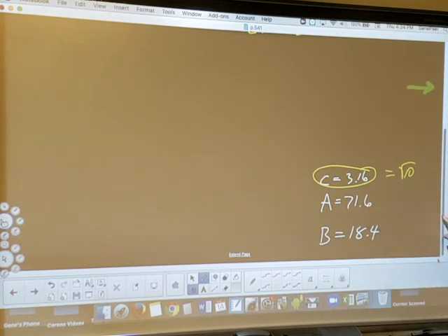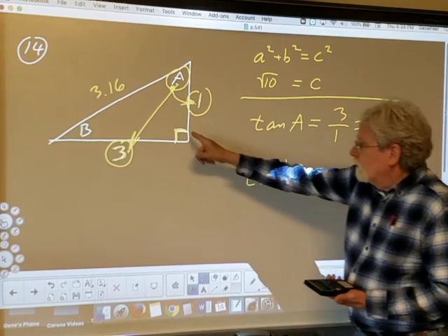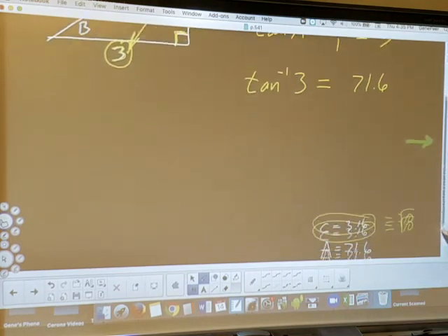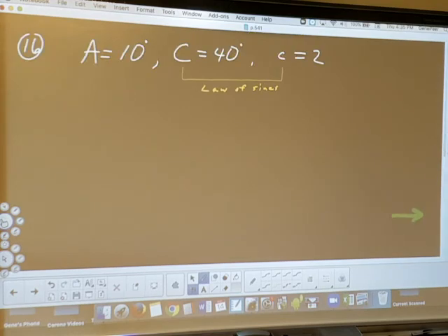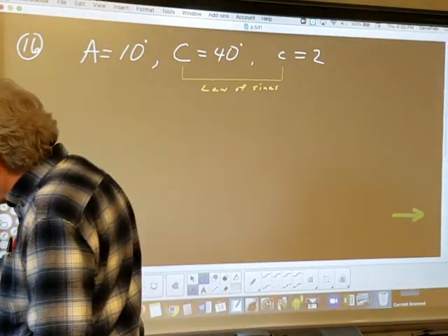Now that we know angle A, and of course the right angle is 90, these two have to be complementary. That leaves us with only one thing for angle B. It's got to be 18.4, so that these two add up to 90. All right, number 16. In this case, no diagram.